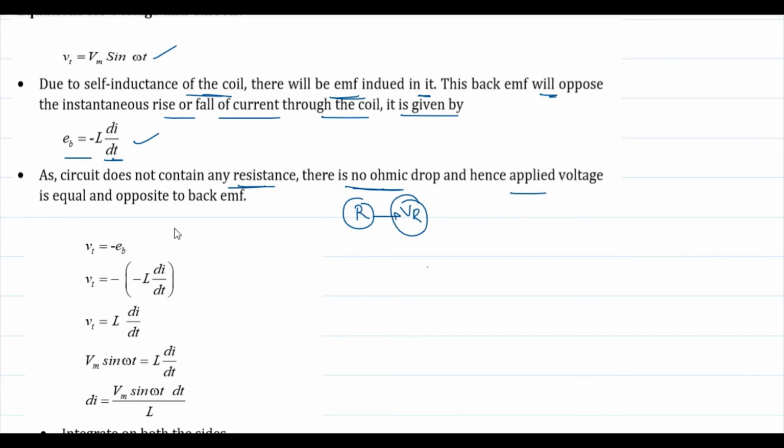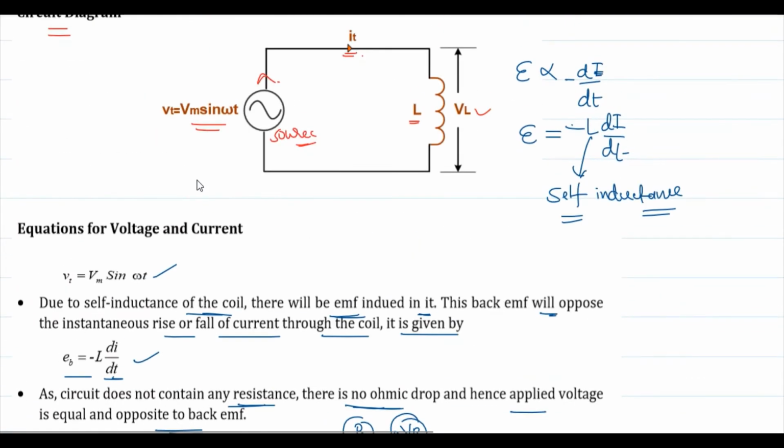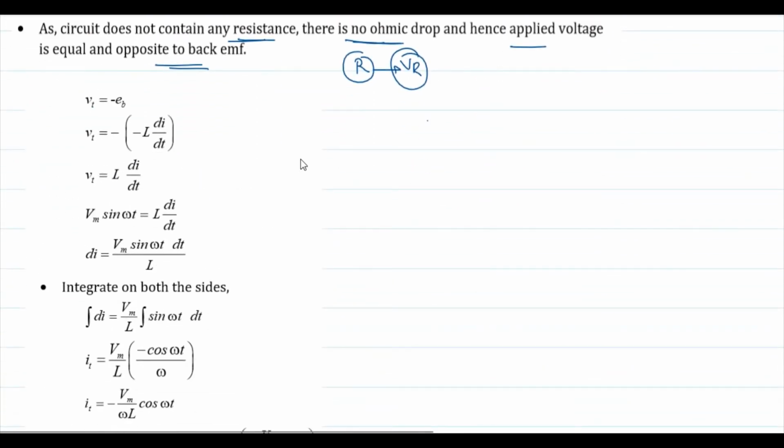So hence the applied voltage is equal and opposite to the back EMF. Whatever EMF we have applied at the source should be equal to the drop across this particular inductor, right? So if you apply that equation here, the instantaneous voltage that we have applied should be equal to the EMF induced in that particular inductor.